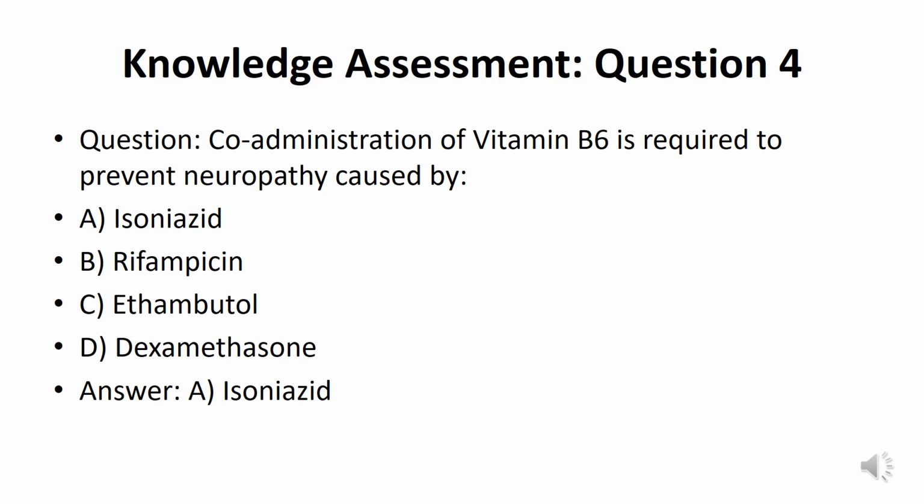The key point to remember is straightforward. Isoniazid can deplete vitamin B6. Vitamin B6 deficiency can lead to peripheral neuropathy. Pyridoxine supplementation helps prevent this complication. So whenever you see a question linking vitamin B6, neuropathy prevention, and tuberculosis treatment, think of one medication first. Isoniazid. That's why the correct answer is A.